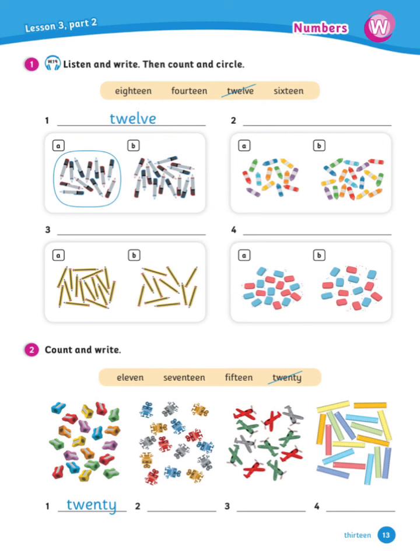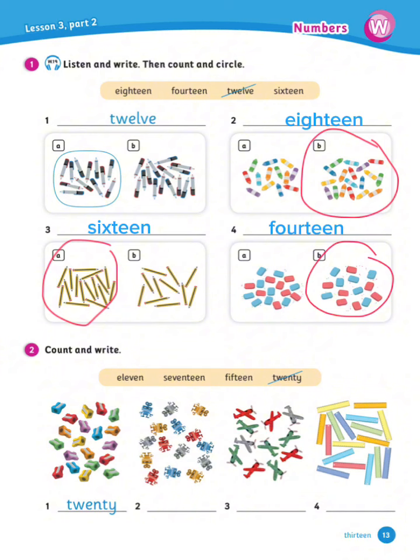Listen carefully. Number 1. I can see 12 pens. Number 2. I can see 18 crayons. Number 3. I can see 16 pencils. Number 4. I can see 14 erasers.